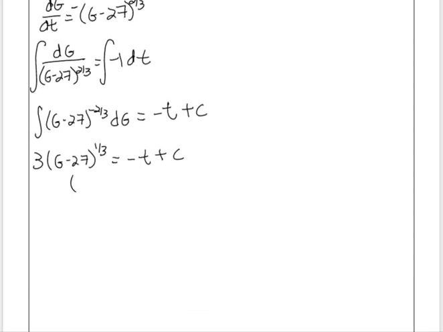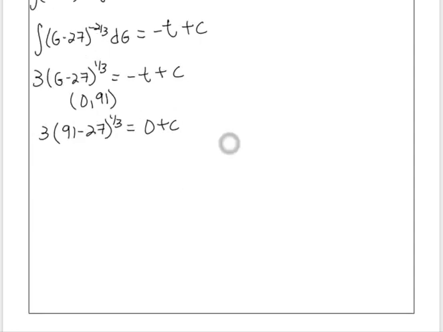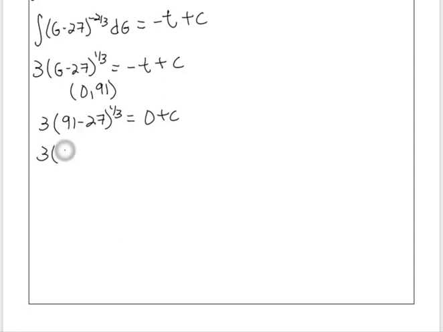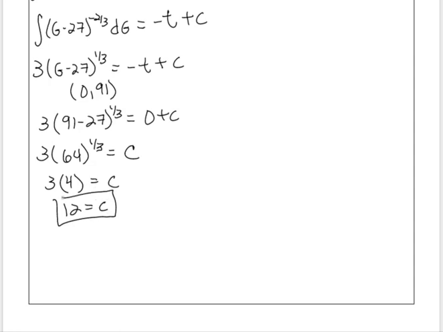And now we're going to use our initial condition to solve for c. So we originally had (0, 91). So 3 times (91 minus 27) to the 1/3 is equal to 0 plus c. So we get 3 times 64 to the 1/3 is equal to c. 64 to the 1/3 really means the cube root of 64, which is 4. And so we get that 12 is equal to c.